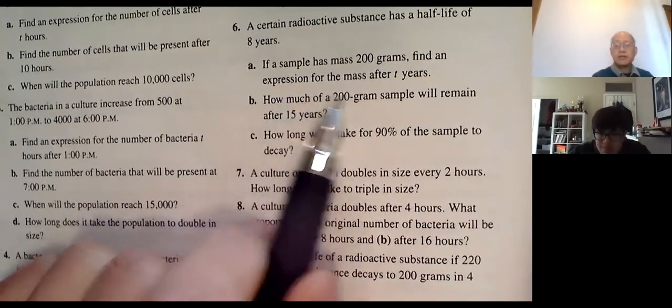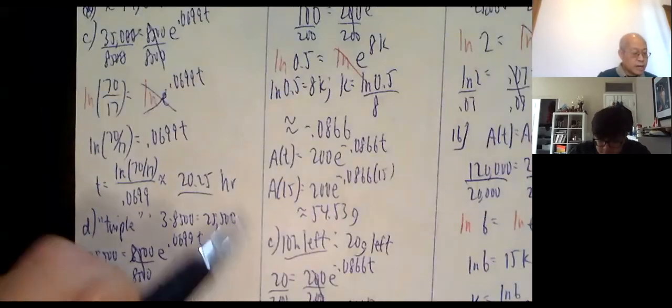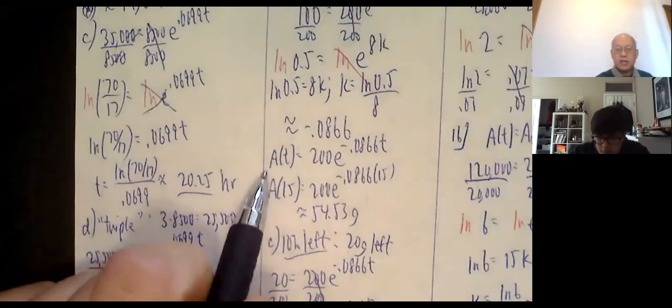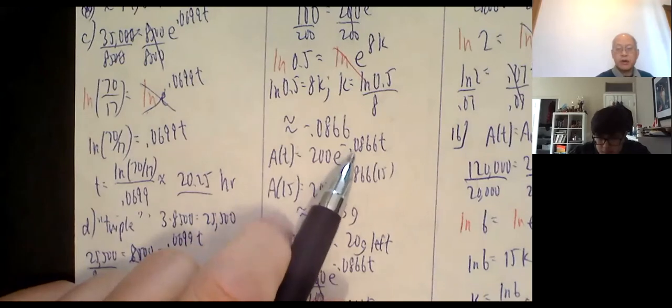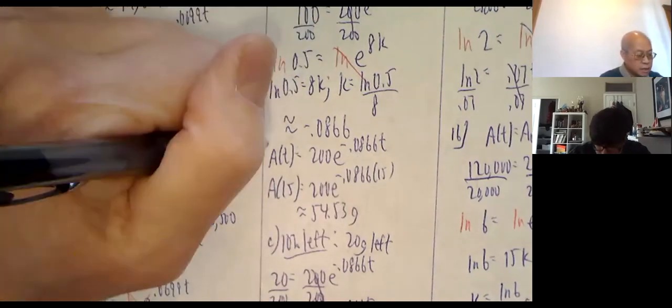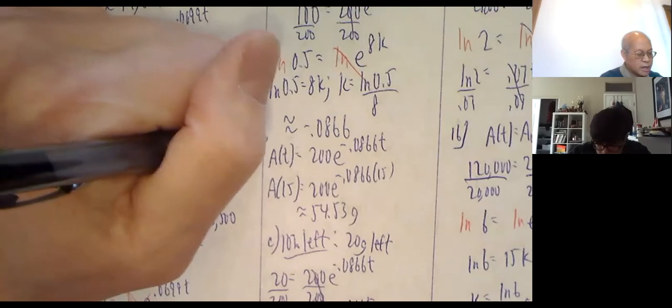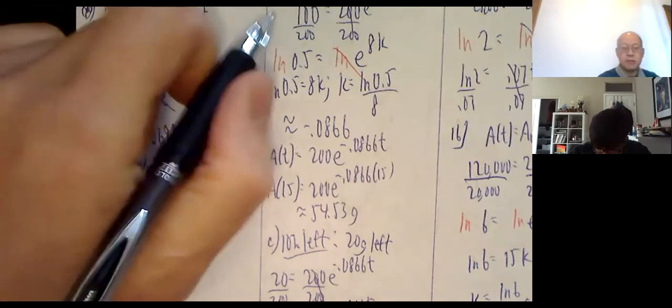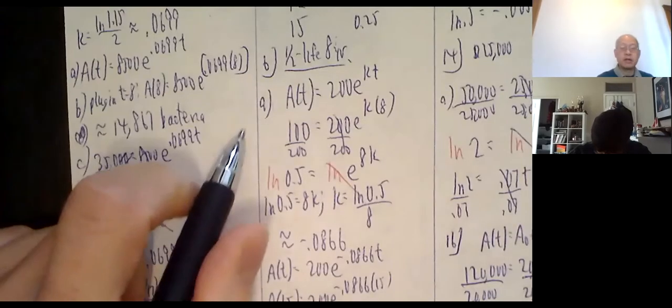So find an expression for the mass after t years. We got it. So A of t is equal to 200 e to negative 0.0866t. And I guess I'll call that A. I didn't write it here. Oh, I wrote it up here. There we go. I called it A.